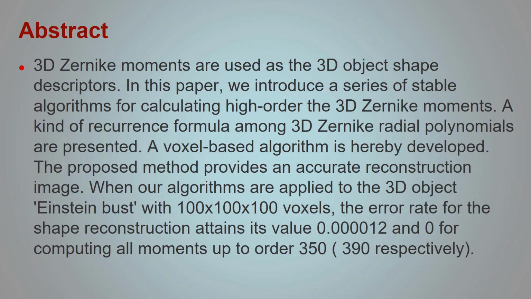When our algorithms are applied to the 3D object, Einstein, with 100 times 100 times 100 voxels, the error rate for the shape reconstruction attains the values 0.0000012 and 0 for computing all moments up to order 350 and 390 respectively.